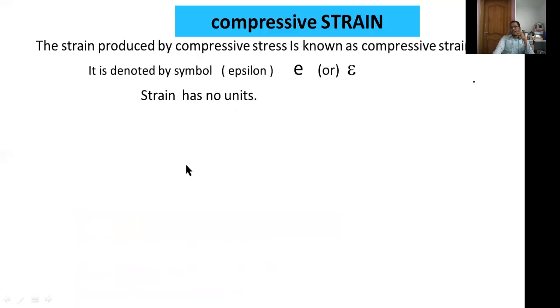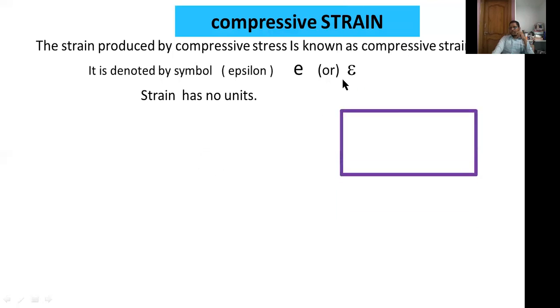Same as compressive strain also. If you are applying two equal and opposite push loads on the component, then the length of the body may decrease, and the height and other lateral dimensions may increase. That's why the strain produced by compressive stresses is known as compressive strain. Okay, tangent strain, compressive strain, lateral strain, linear strain, whatever it may be, strain has no units.